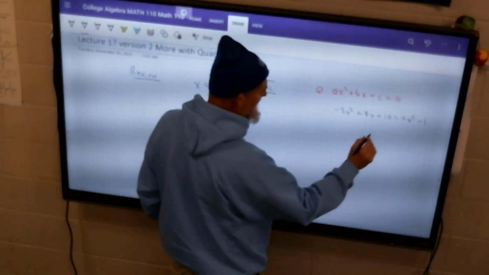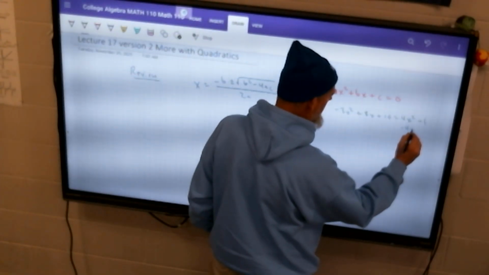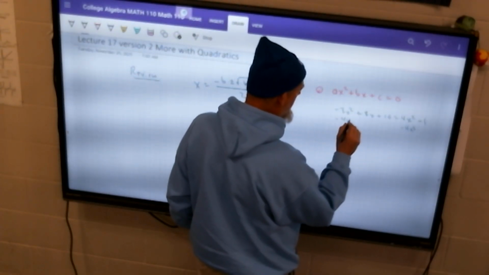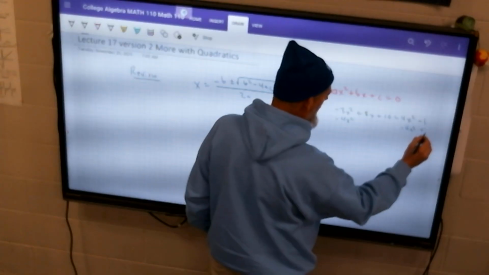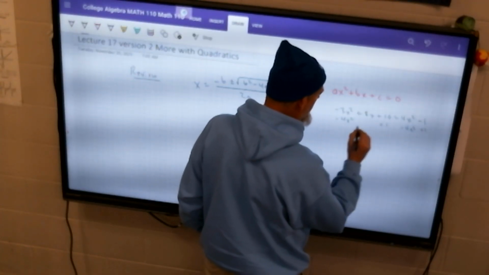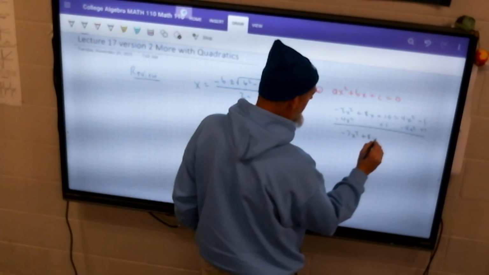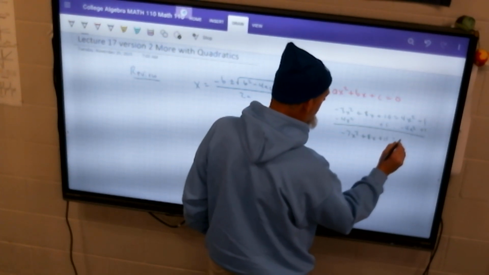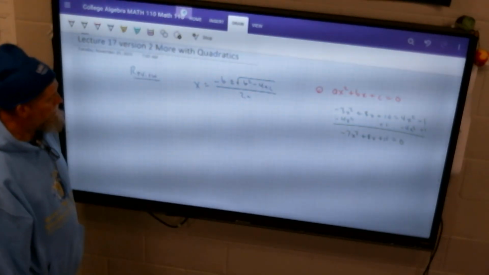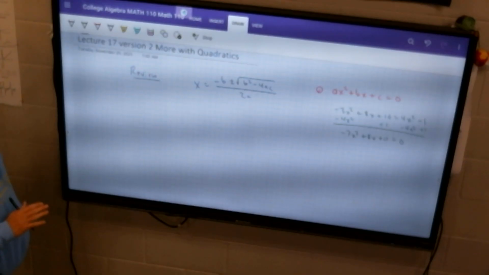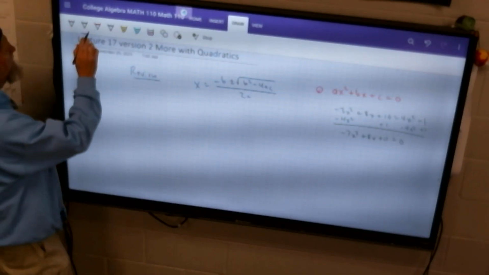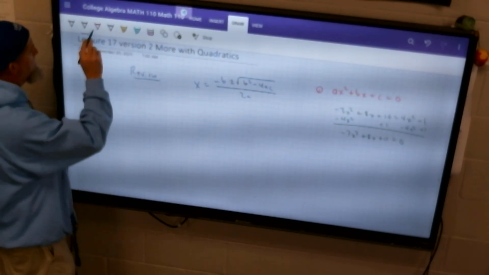Well, I'm going to have to get everything to one side, right? So I'm going to have to subtract the 4x squared, add the 1, so that I would have everything on one side and 0 on the other. So before you do anything, that's the first thing we have to do, okay? You good with that?